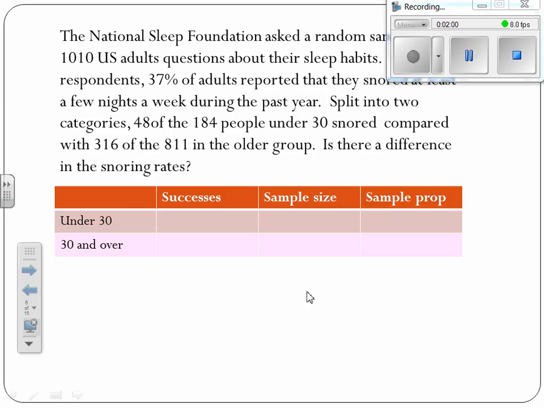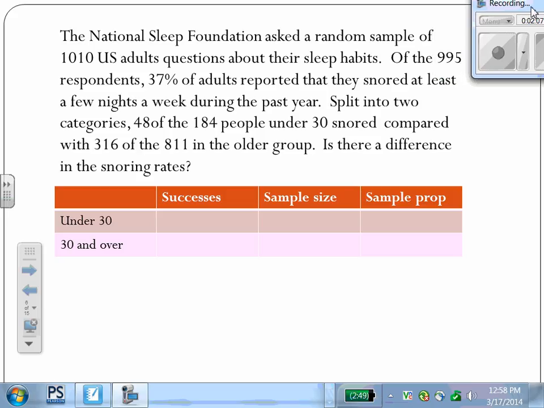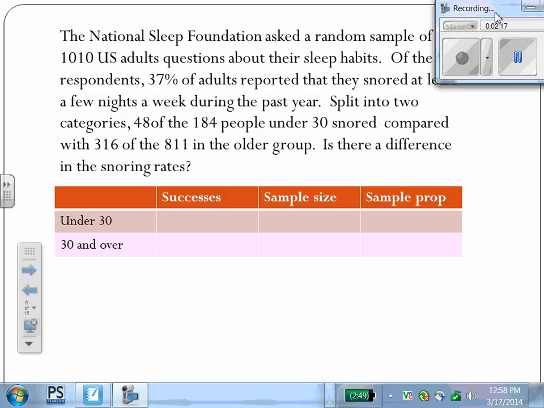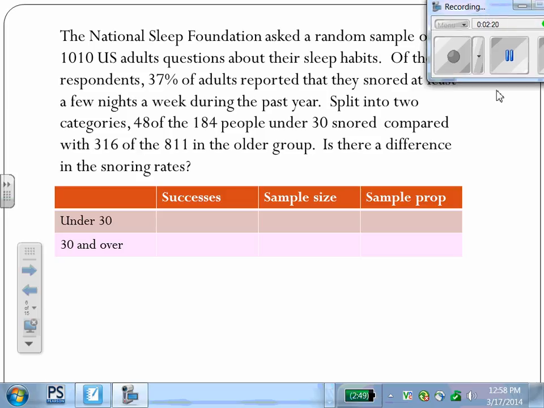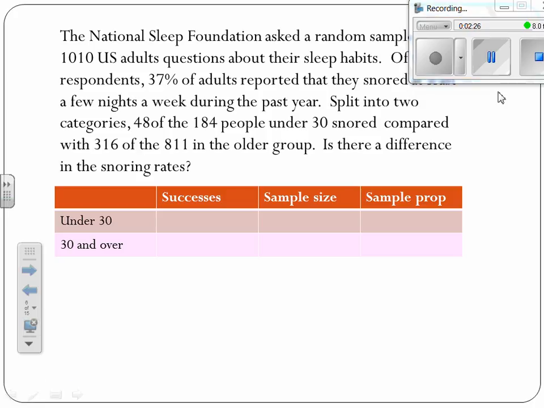All right, so let's look at an example. Say the National Sleep Foundation took this sample, and of the 995 respondents, 37% reported they snored at least a few nights. They split into categories: those under 30 and those 30 and over. So what we're going to see is whether there is a difference in the two groups. A chart like this would be very, very helpful. Do some quick math, and there's what the sample proportions would be.